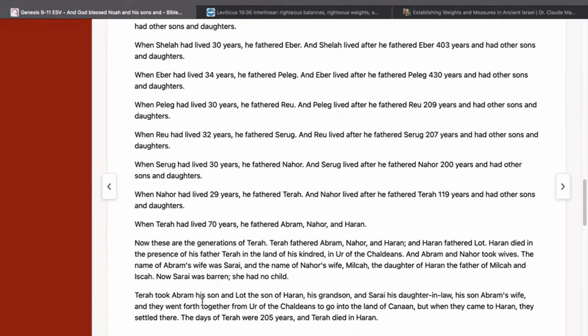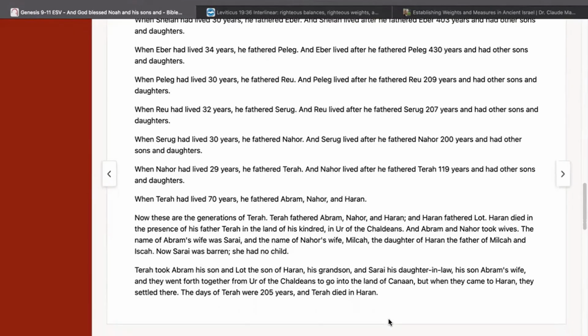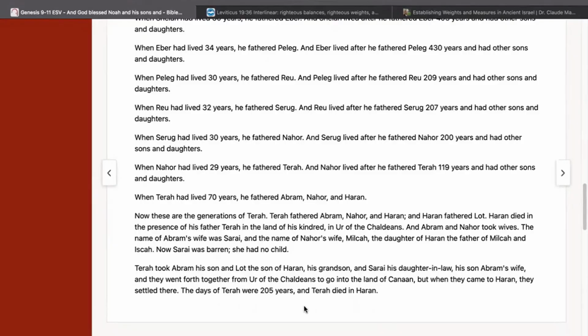Terah took Abram, his son, and Lot, the son of Haran, his grandson, and Sarai, his daughter-in-law, his son Abram's wife, and they went forth together from Ur of the Chaldeans to go into the land of Canaan. But when they came to Haran, they settled there. The days of Terah were 205 years, and Terah died in Haran. This is the word of the Lord.